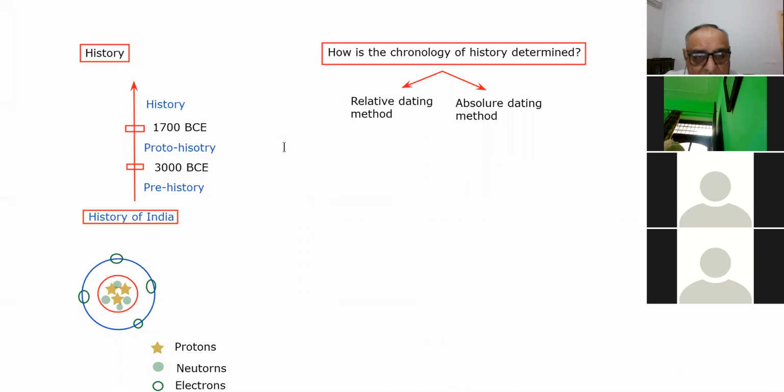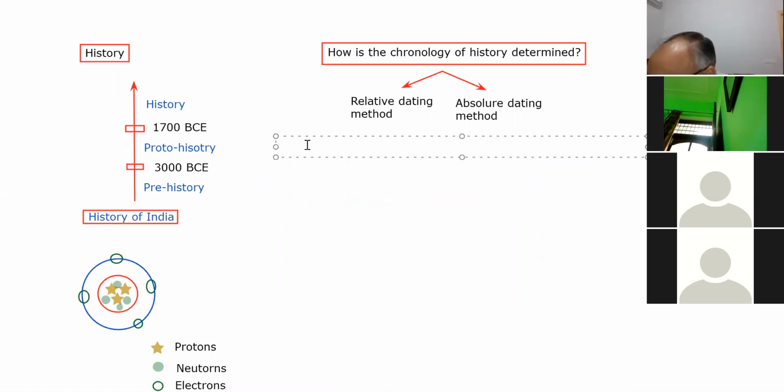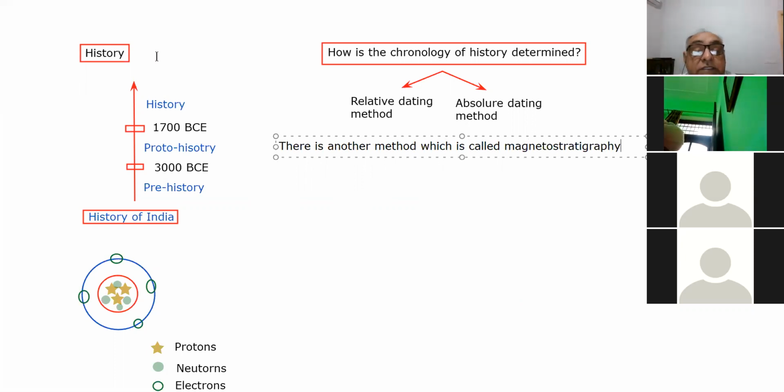So now beta, now the next important thing which I would like to discuss with you, that you can say there is another method which is called magnetostratigraphy, right? There is another method, right? Another method which is called magnetostratigraphy. So this is another method, right? Stratigraphy. So what is this method? Let us know. And magnetostratigraphy, this is another method.